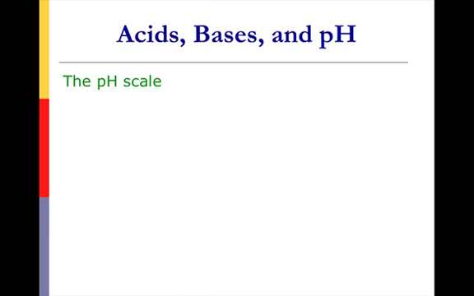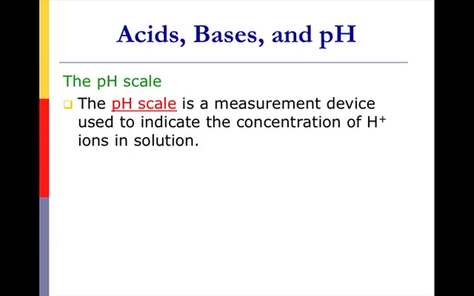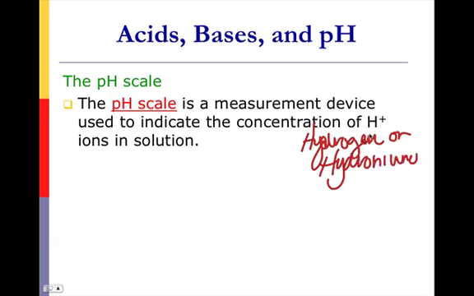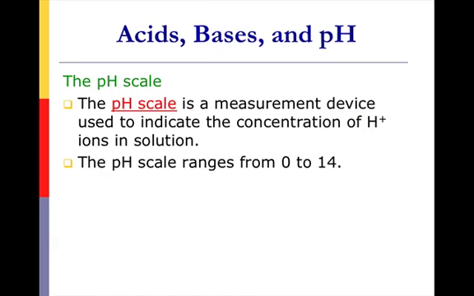On to acids, bases, and pH. I know that this is something that possibly you talk about very briefly in physical science. The pH scale is a measurement device used to indicate the concentration of H plus ions in solution. H plus is sometimes referred to as hydrogen or hydronium ions. That's important to remember because some of the worksheets are going to say hydrogen and some might say hydronium. The pH scale ranges from 0 to 14.